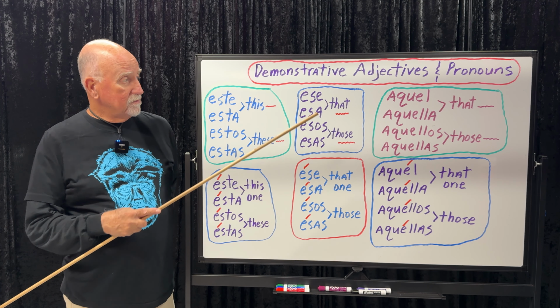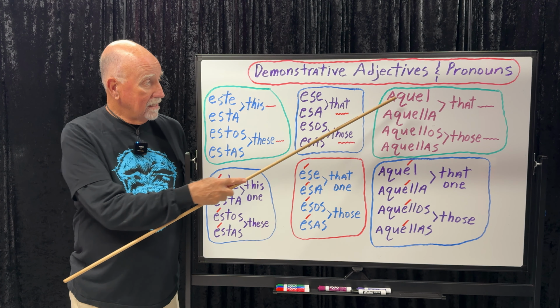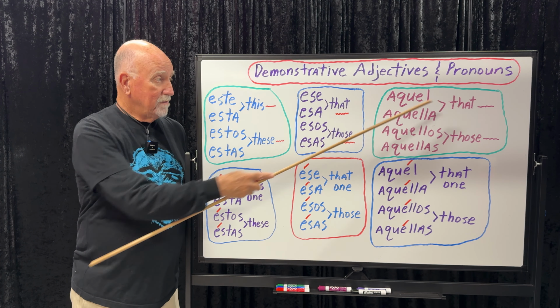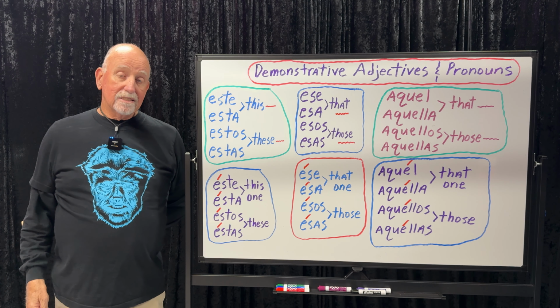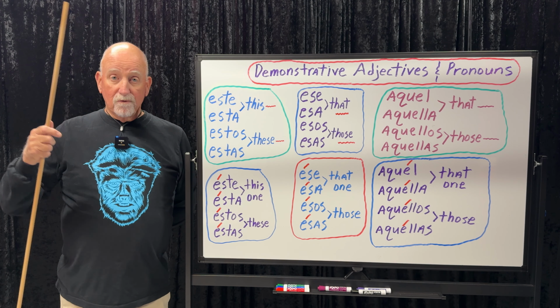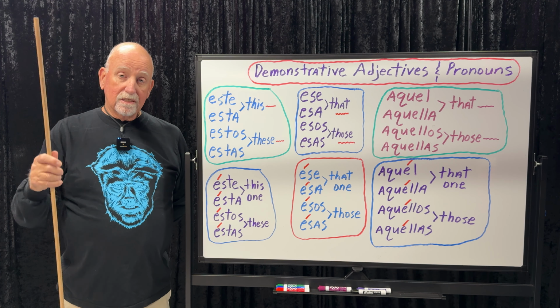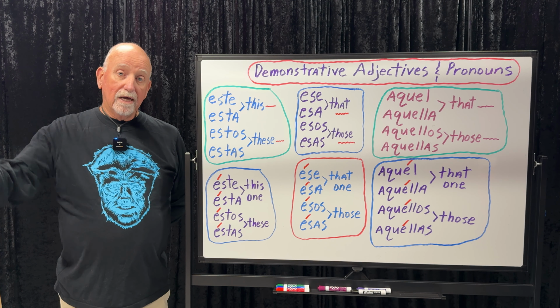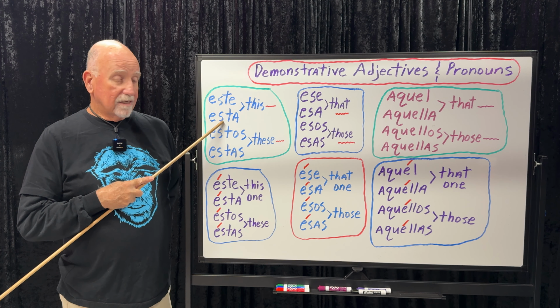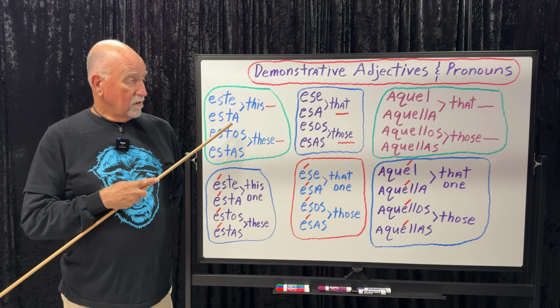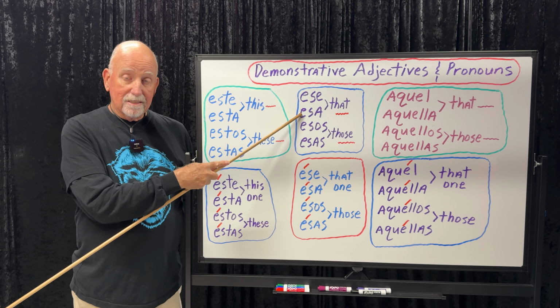Now, what's the difference between ese and esa and aquel and aquella? They both mean that. Well, in distance, either in your memory or physical distance, it's much further away. For example, esta casa, this house. The one across the street, I would say esa casa, point to it.